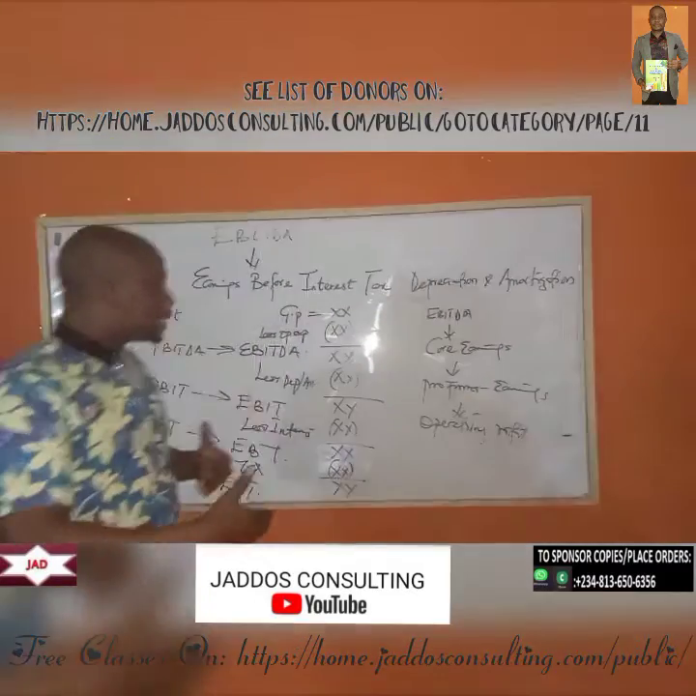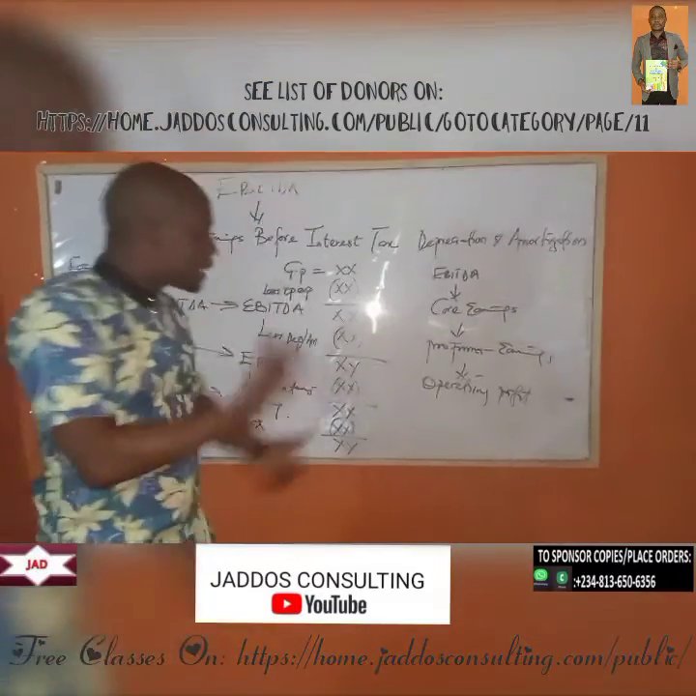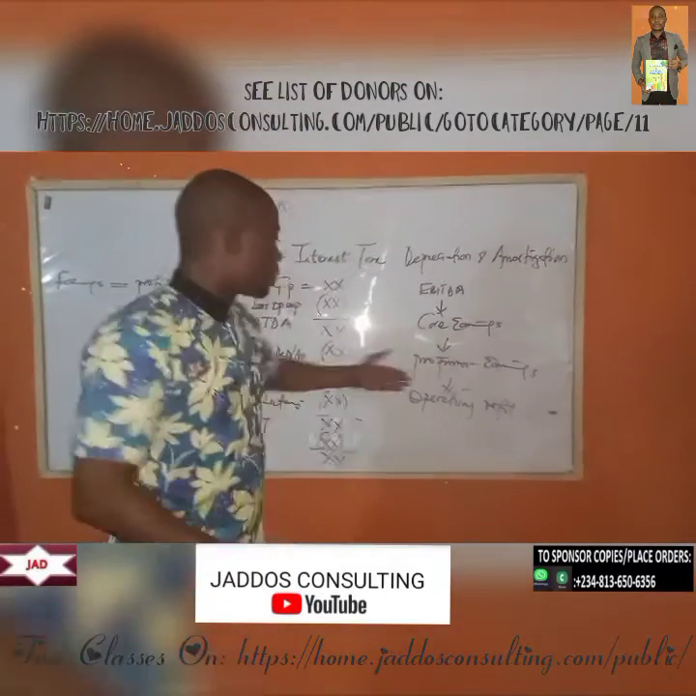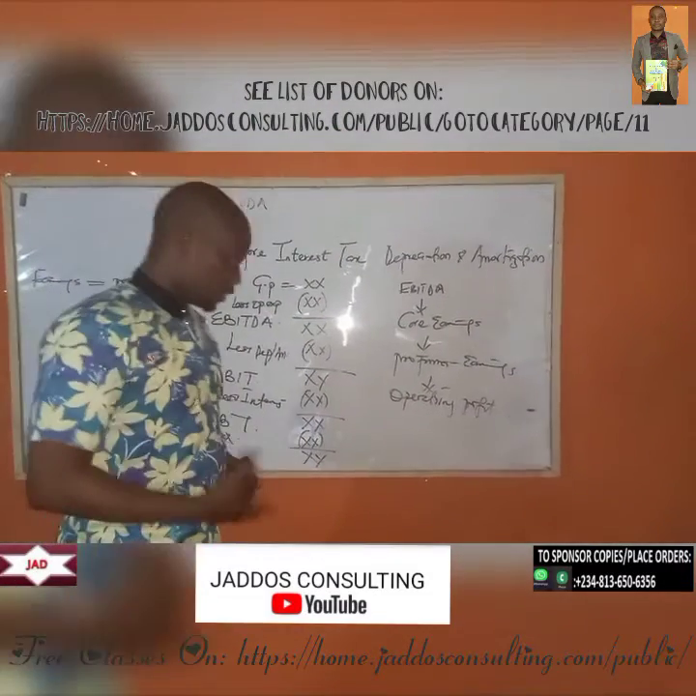And then some environments pay attention to what? EBITDA. And if they don't want to use EBITDA, they can use core earnings, or they can use pro forma earnings, or they can use operating what? Profit or operating earnings. Okay?